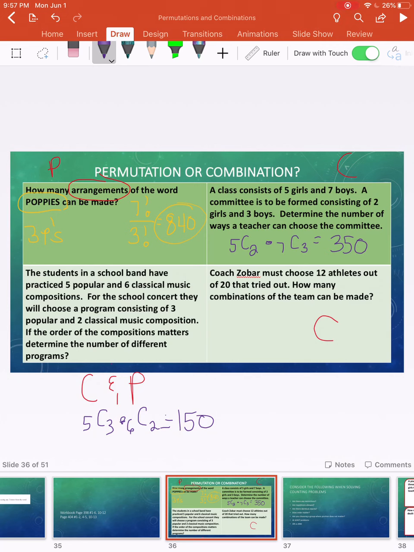Now I have to arrange them. So I'm going to take 150, and because I have 5 songs that I'm arranging, I'm going to times that by 5 factorial.